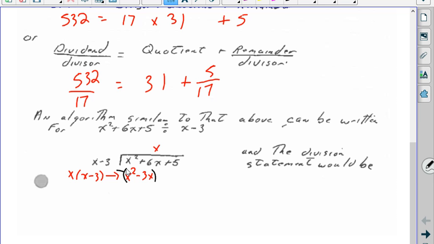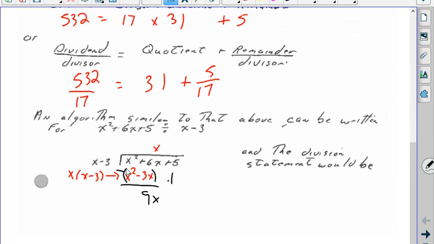Now x squared minus x squared is 0. We wanted to get rid of that. 6x minus a negative 3x, so 9x. We often make mistakes here because we forget we're subtracting a negative.